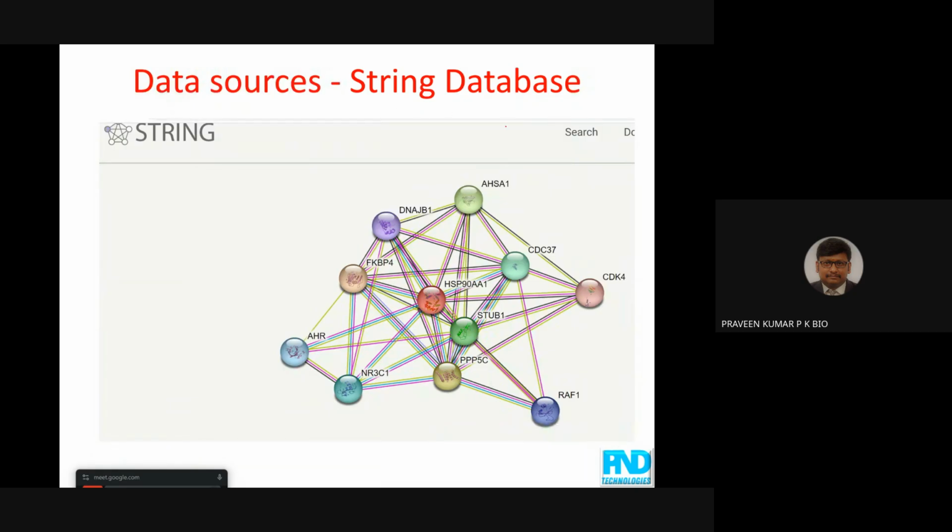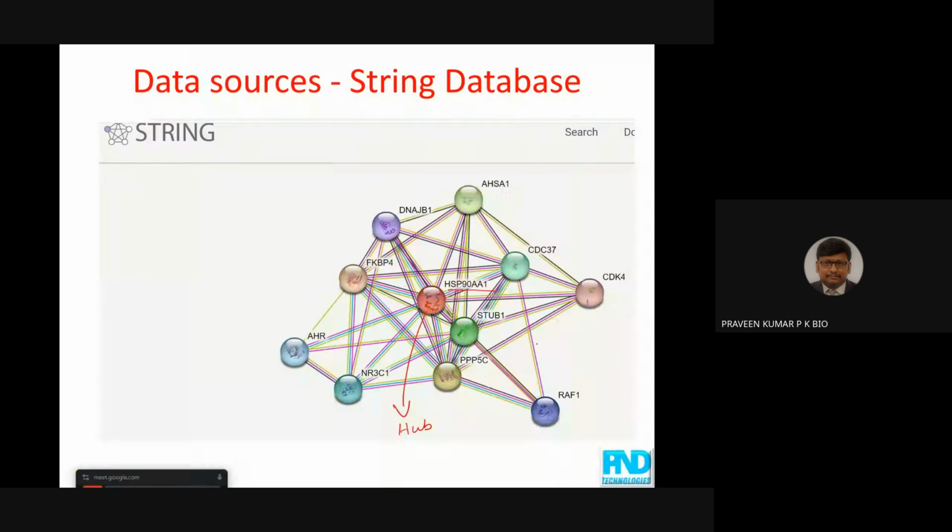So in the STRING database, I have searched a target called HSP90 alpha. Whatever I searched, the related 10 important interacting proteins of this hub protein are shown. Whatever I searched is now considered a hub target protein, and whatever interacting proteins there are, we can see the top 10 interacting proteins.